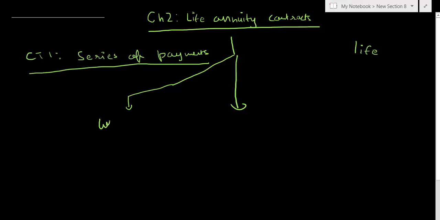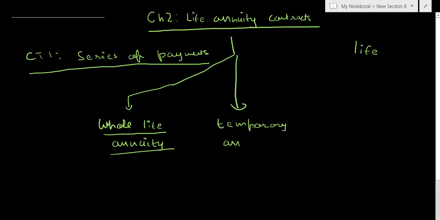So the first type is a whole life annuity. What this means is that till a person is alive, he is going to receive an amount from the life assurance company, and it would be a perpetual amount which will keep on going till he is alive. Okay, the second type is a temporary annuity. A temporary annuity is one in which the payments are made till a person is alive, but they are limited by a term.